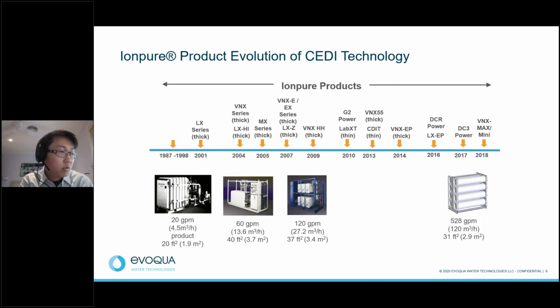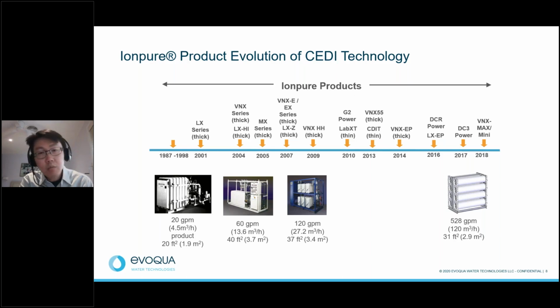in the product. In 2004, we made a higher flow module. It's called the VNX Modules. And at the same time, we also made the hot water modules for the pharmaceutical plants. In 2007, we improved the performance of our VNX modules to make the E and the EX modules that are specifically for the microelectronics, for super high recovery and much higher silica and boron removal.